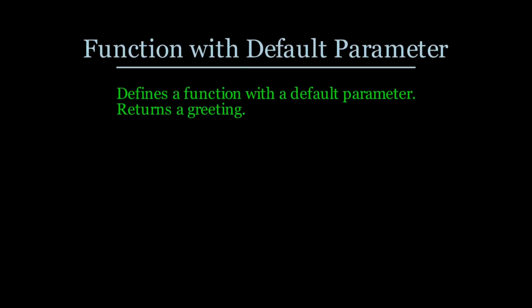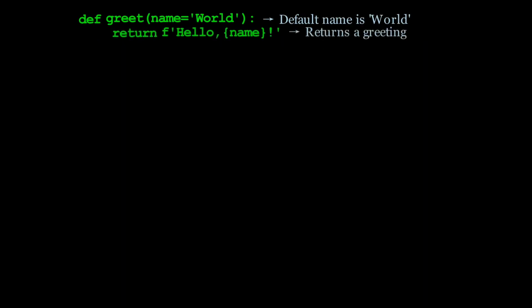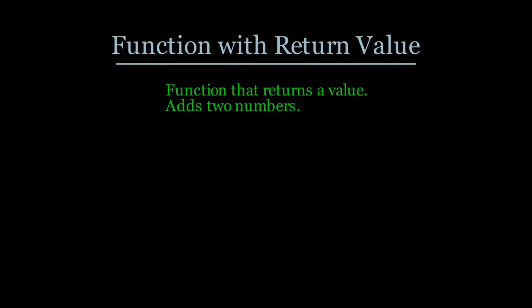Next we have a function with default parameters. We have modified our greet function to have world as the default value for the name parameter. This means that if we call a function without providing an argument, it automatically uses the world instead.